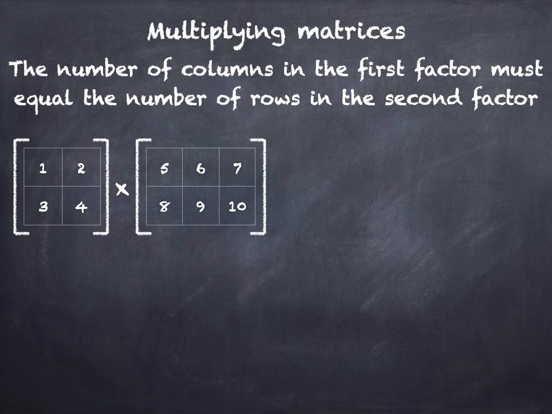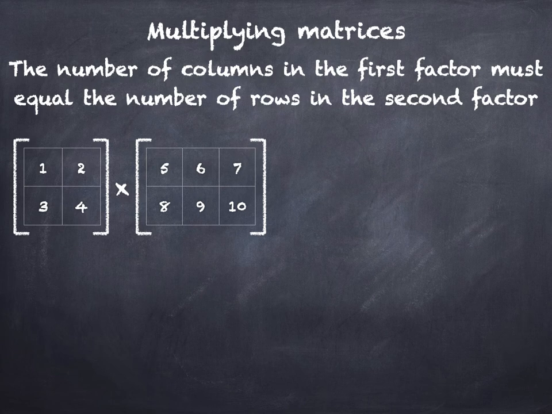So we're going to multiply two matrices. Now, there is an important rule. The number of columns in the first factor must always equal the number of rows in the second factor. And that's because of the way we multiply. And let me show you how to multiply matrices.